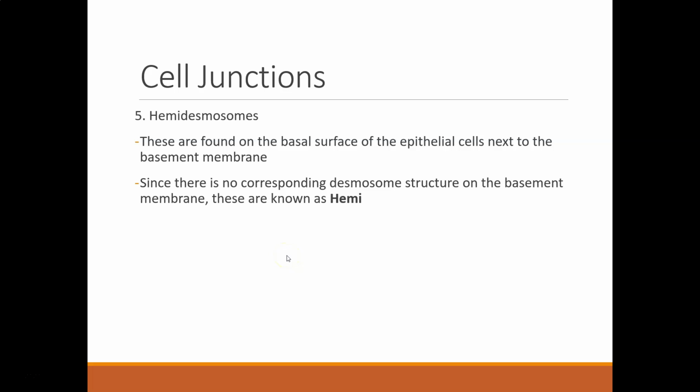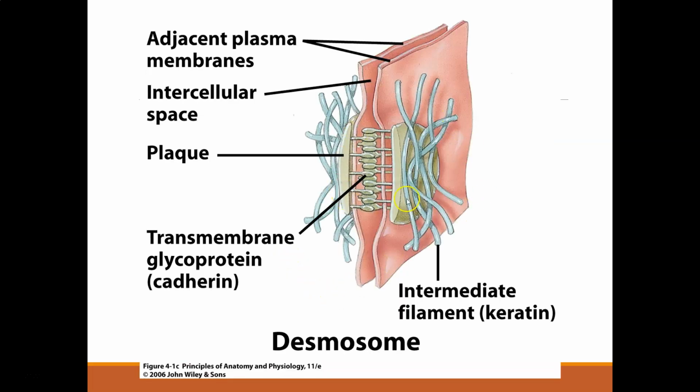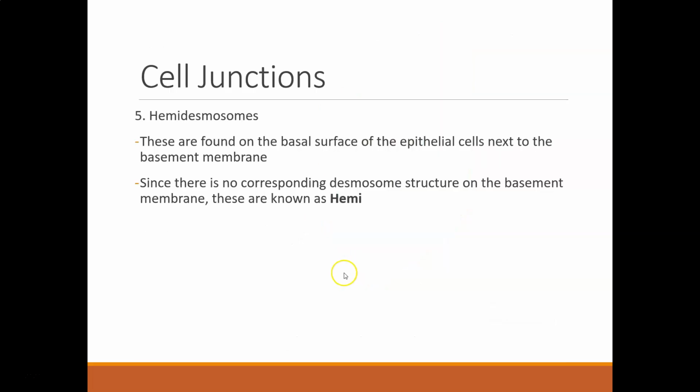Our last ones are called hemidesmosomes. So remember that this is a desmosome, two sides. Hemi actually means half. So this means this is half of a desmosome. So these are found on that basal surface of the epithelial cells next to the basement membrane. It is these hemidesmosomes that glue or tightly connect the bottom part of the deepest cells to the basement membrane. Since there is no corresponding desmosome structure on the basement membrane, these are known as hemi.